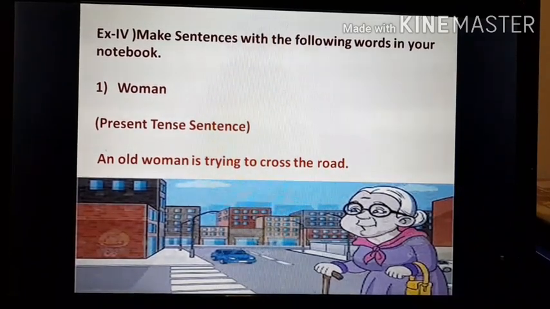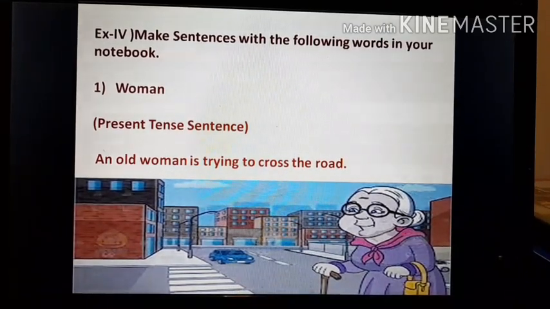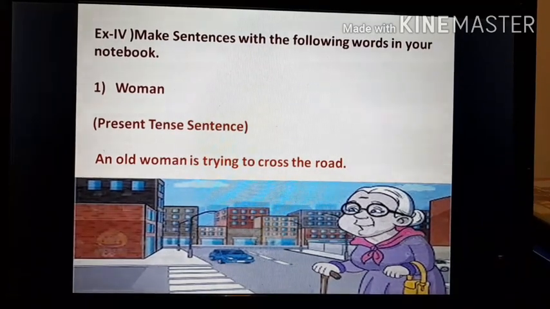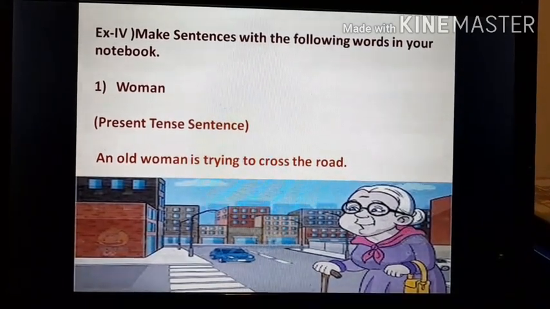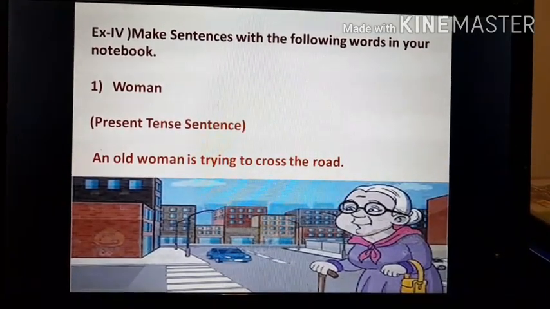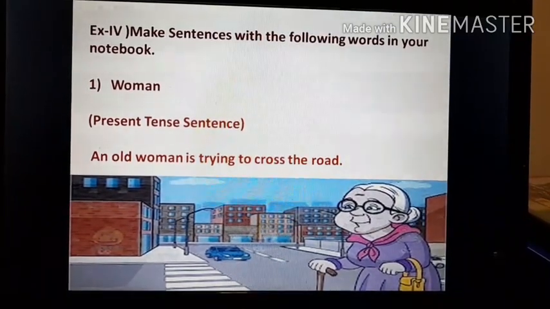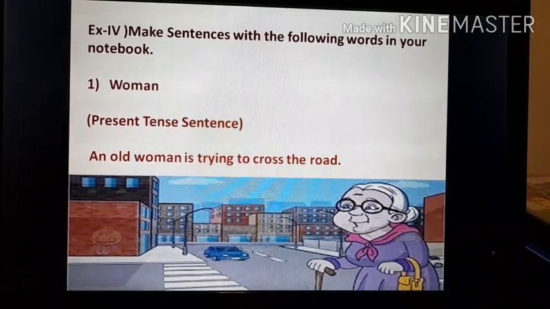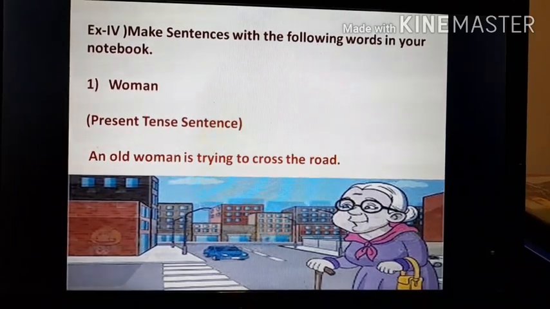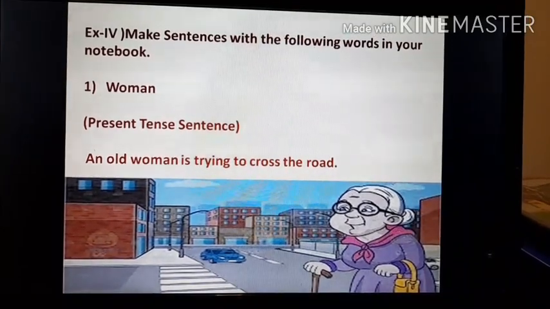Now you can see there is a picture, and in this picture an old woman is trying to cross the road. Right? So I can make the sentence like, an old woman is trying to cross the road. It is a present tense sentence because I am using is here. The action is happening just right now.